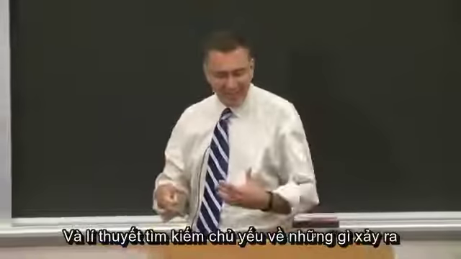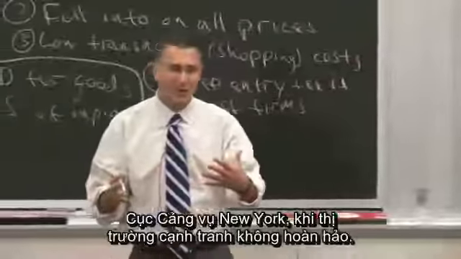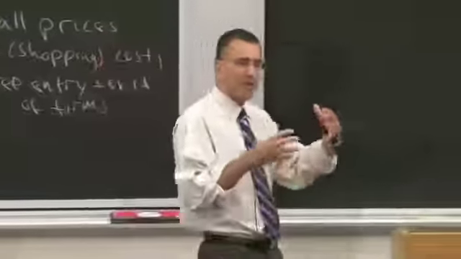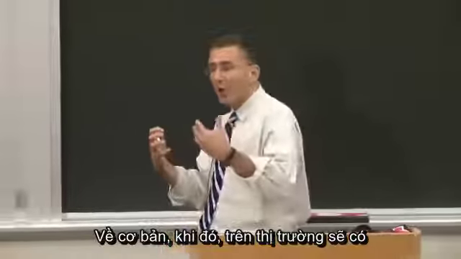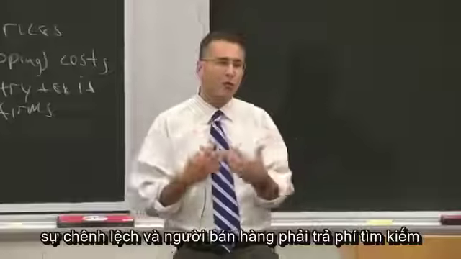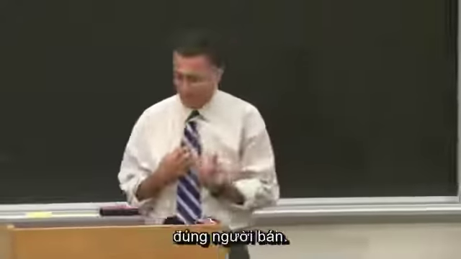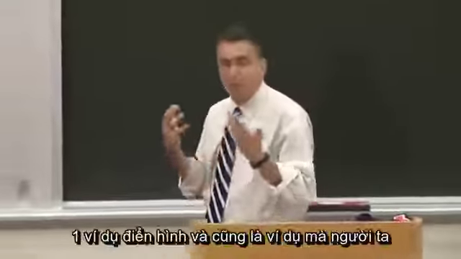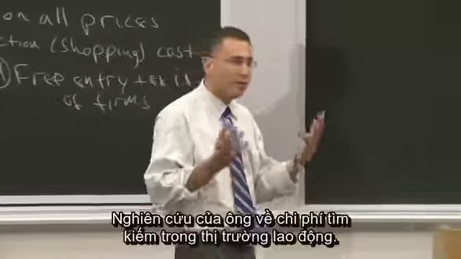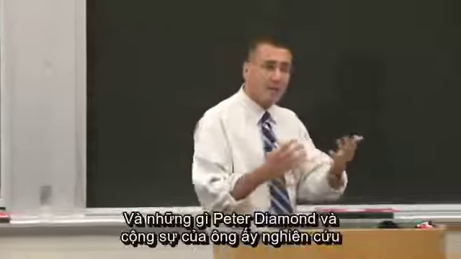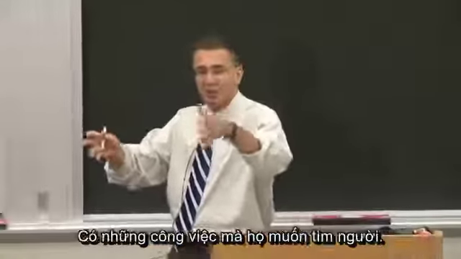Search theory is essentially about what happens when markets don't work like these vendors around Port Authority in New York, when markets aren't perfectly competitive. You have markets where there is some mismatch and some search costs that sellers have to pay to find the right buyers, and buyers have to pay to find the right sellers. The best example, and the one for which he really got the Nobel Prize, was the labor market. It was about search costs in the labor market. What Peter Diamond and his co-winners talked about was how in the labor market firms have vacancies. They have jobs they want to fill.